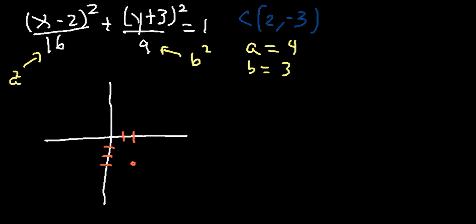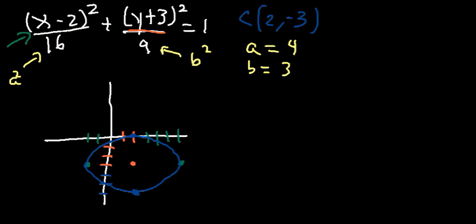So notice that a is under x. So you need to travel 4 units along the x-axis. So 4 units to the right and 4 units to the left. And b is under the y variable, and b is 3. Go up 3 units and then down 3 units. So it's not very difficult to graph an ellipse. It's finding the other details about it that you have to be careful with.